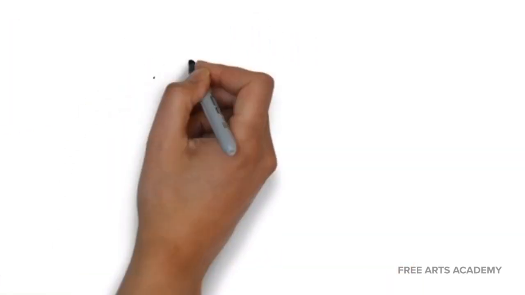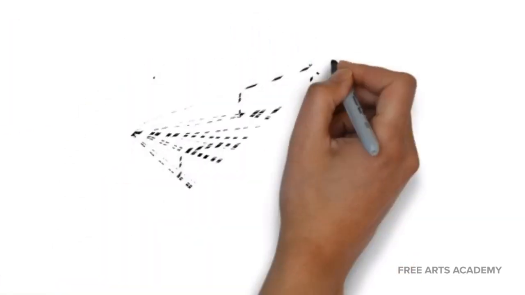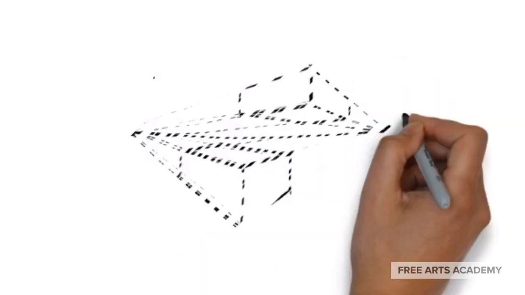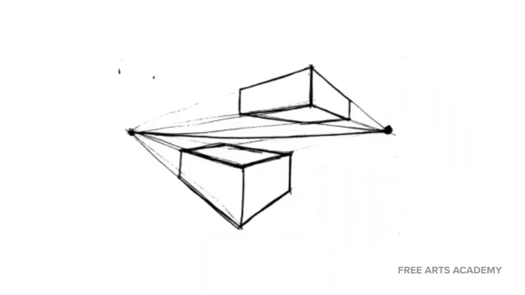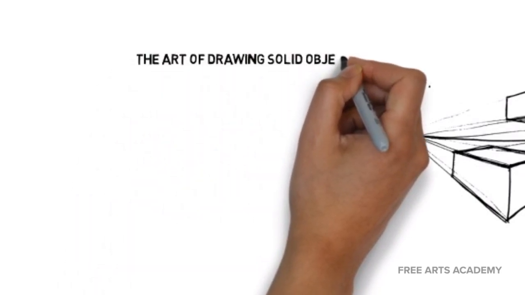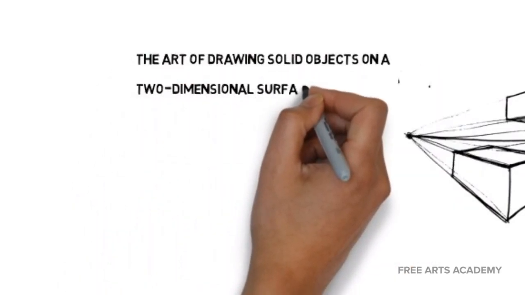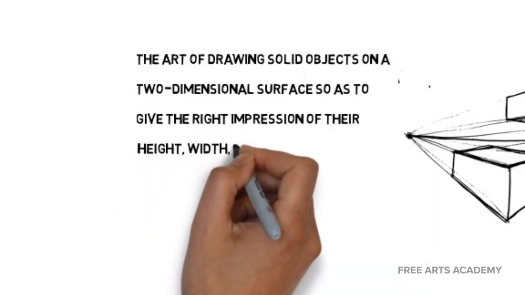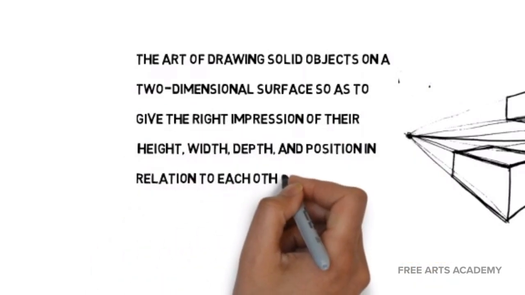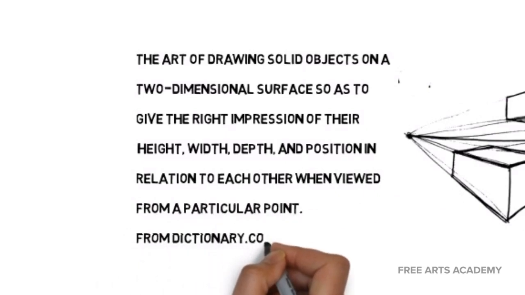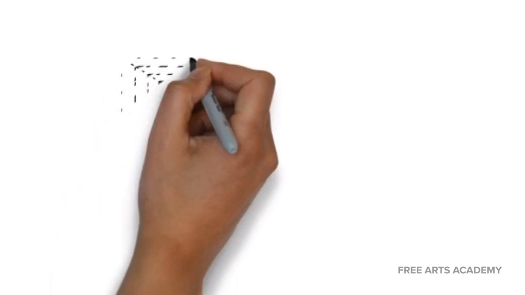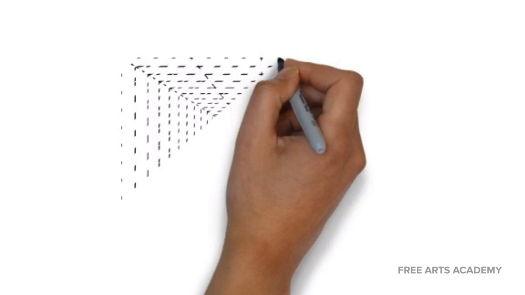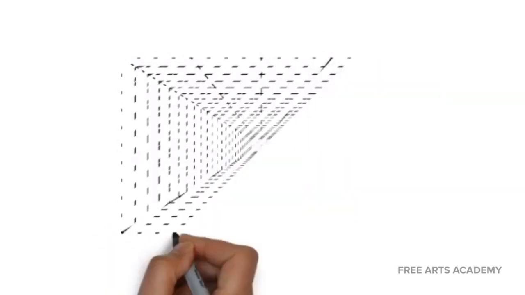When organizing shapes in a space, perspective is important. Dictionary.com says this about perspective: the art of drawing solid objects on a two-dimensional surface so as to give the right impression of their height, width, depth, and position in relation to each other when viewed from a particular point is perspective. With perspective in mind, you'll see foreshortening as a crucial part of your process.